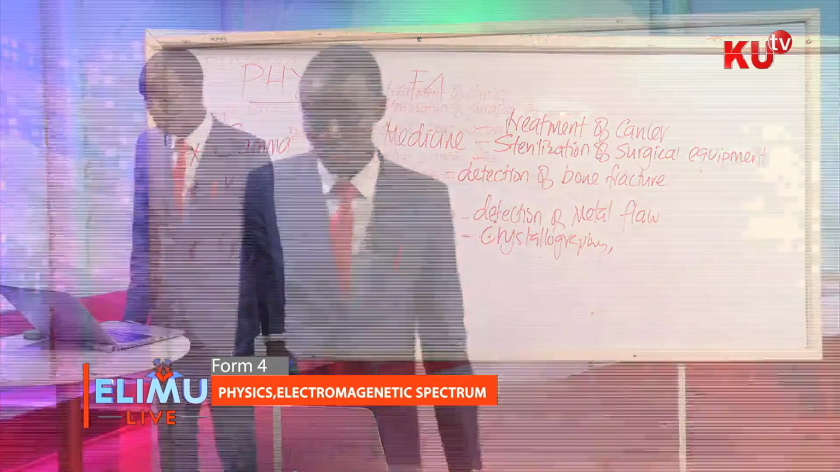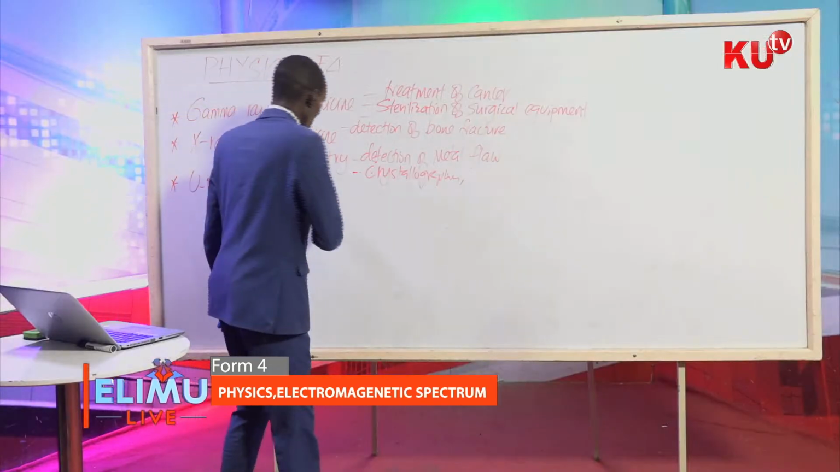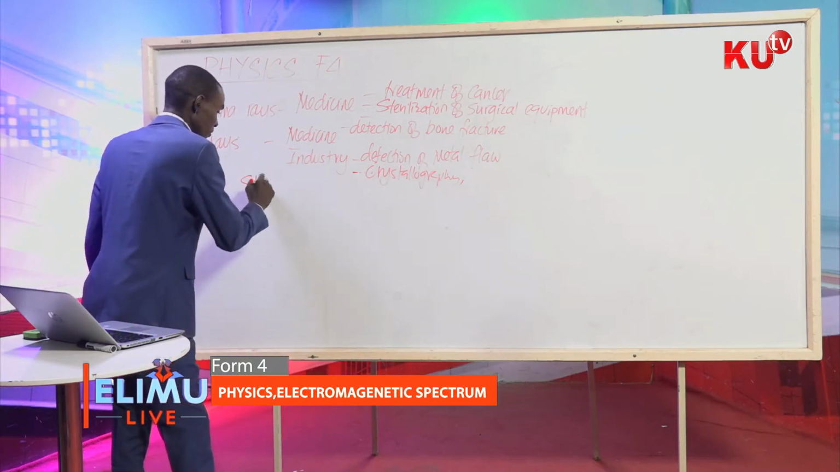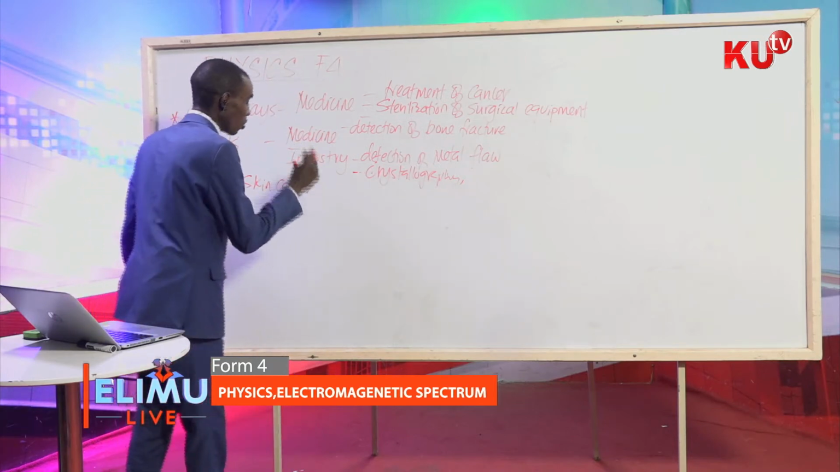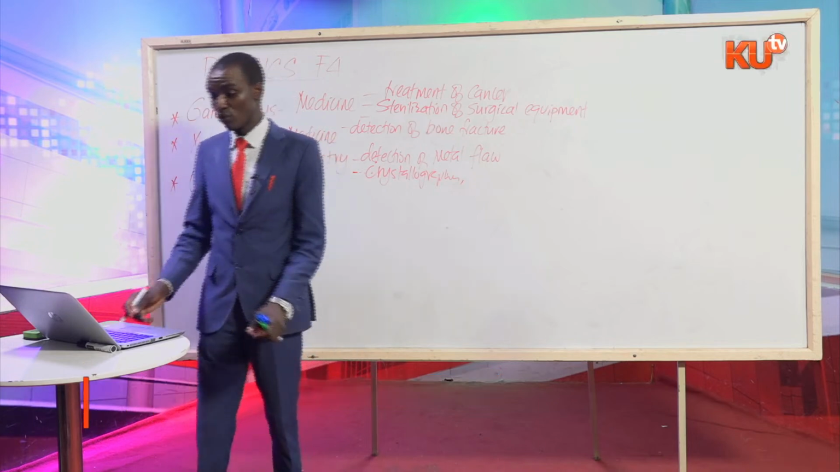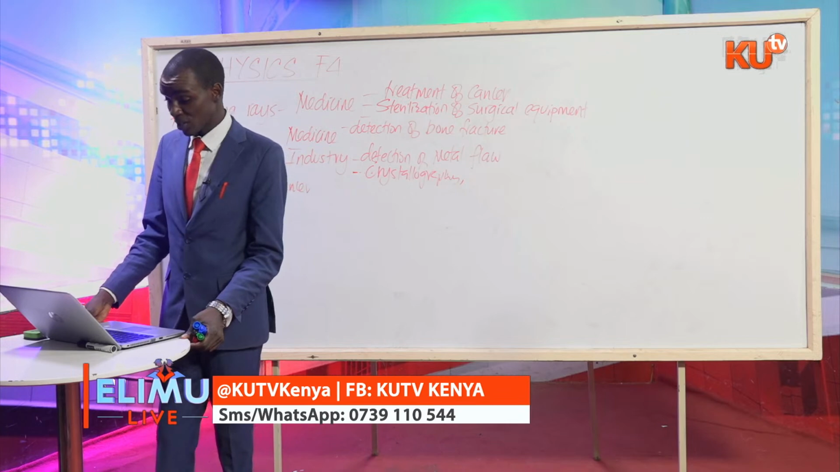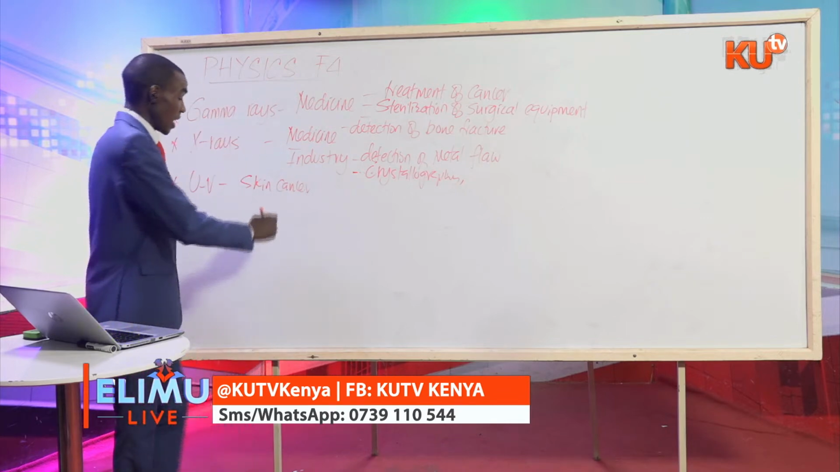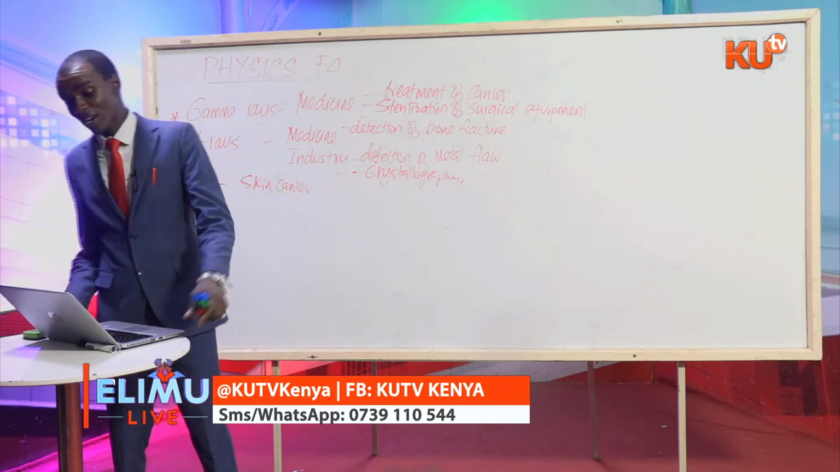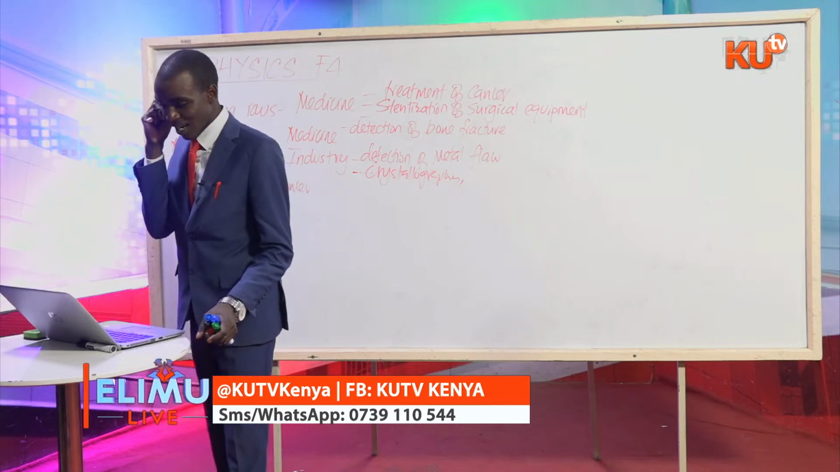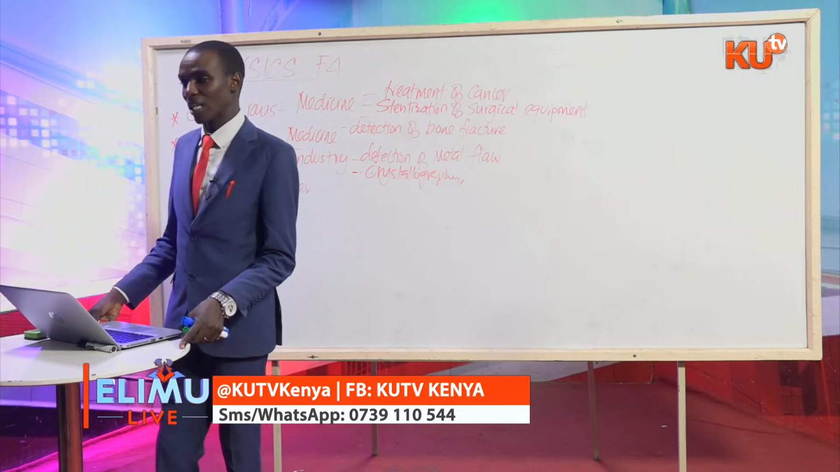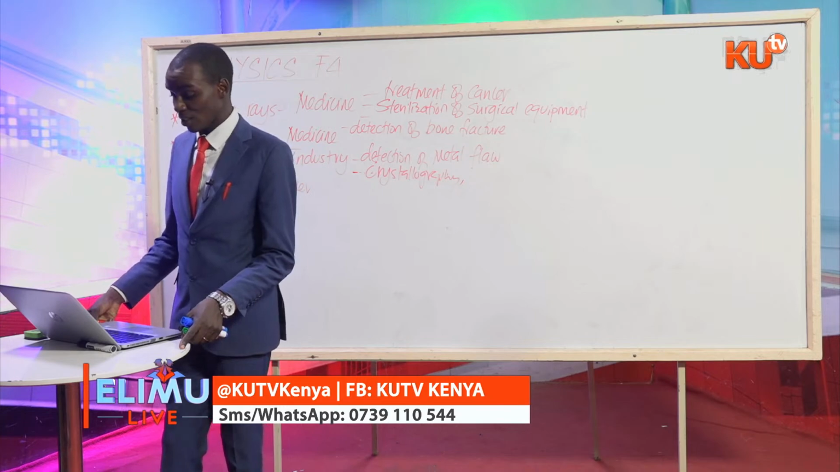They can also be used in the treatment of skin cancer. So skin cancer can be treated using UV, and we can also talk about analysis of minerals and also detection of forgeries. In case you've ever gone to the bank and you have, let's say, a 1,000 shillings note, you find them illuminating some light on the note to detect whether it's genuine or not.